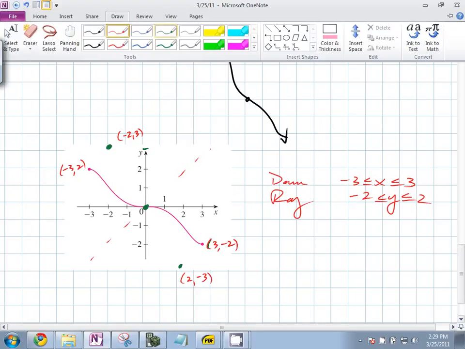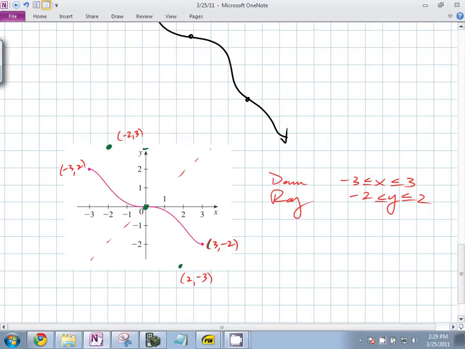So let me see if I can do this here. So like that. And like that. Good. That's much better. So now, what's the new domain? Negative 2 to 2, and the new range is negative 3 to 3. Good. It's nice. Little bow tie there.